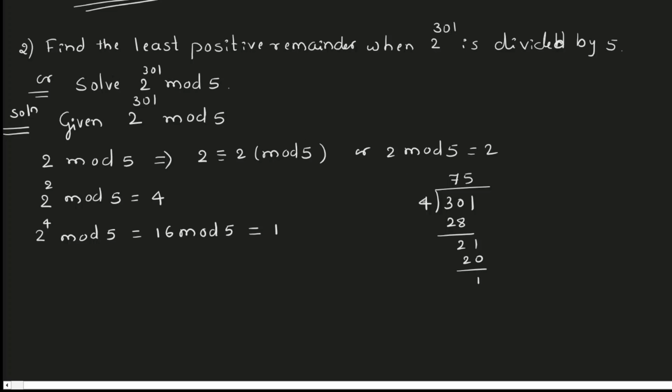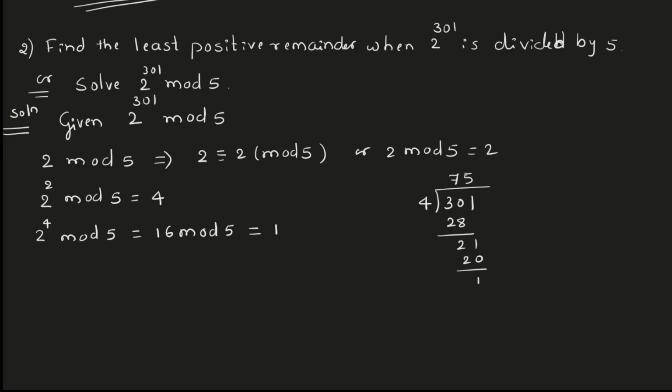Which means when you multiply 4 with 75 and add 1, you will get 301. Understood what I did? I am trying to express 301 in terms of a multiple of 4 and some remainder. Therefore, what you can write? 301, the power, can be written as 300 plus 1. This is 4 into 75, which is 300, plus 1. Understood? Now, we need to multiply 2 raised to 4, the power with 4, with 75.